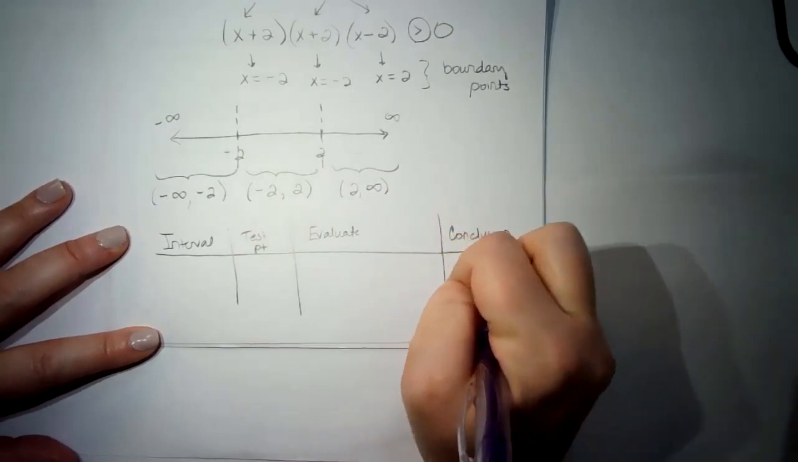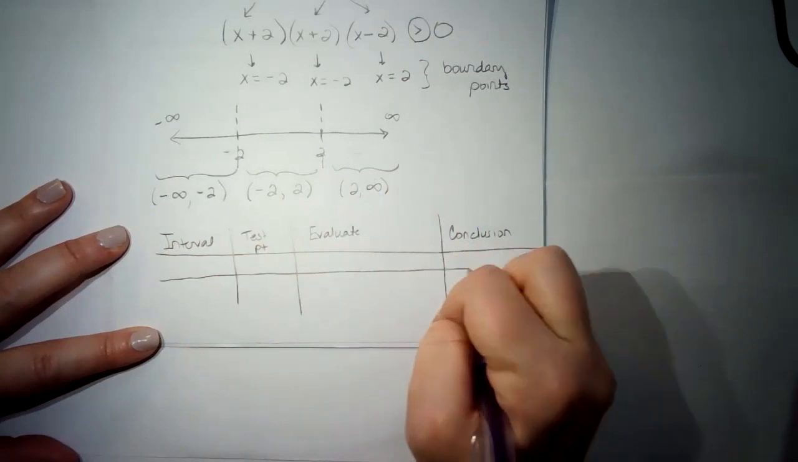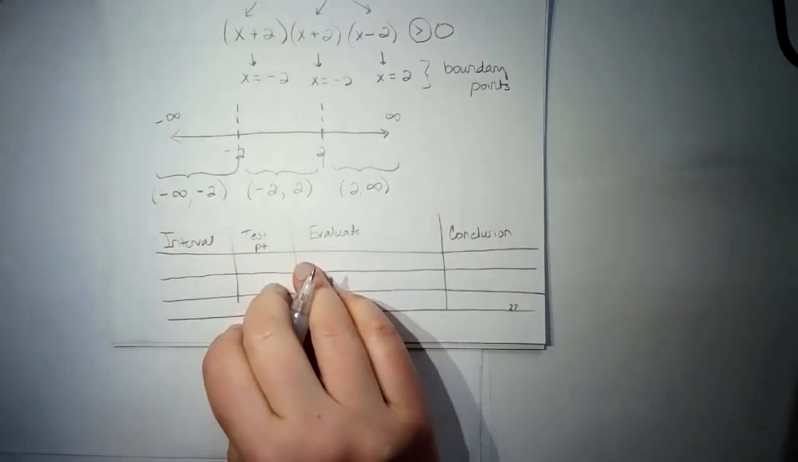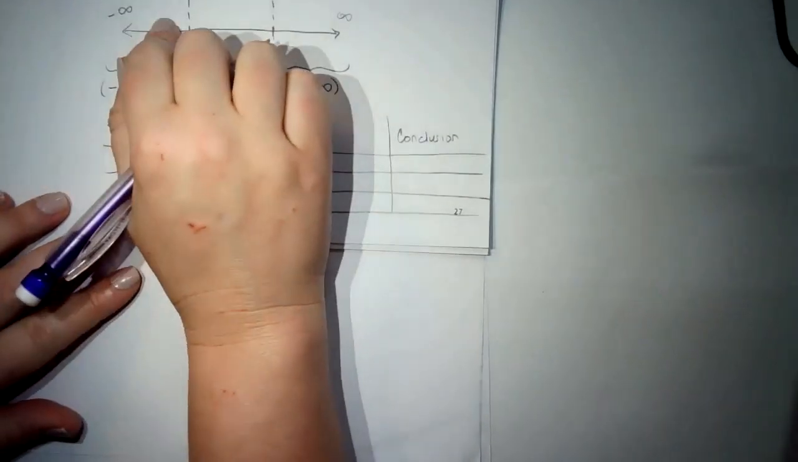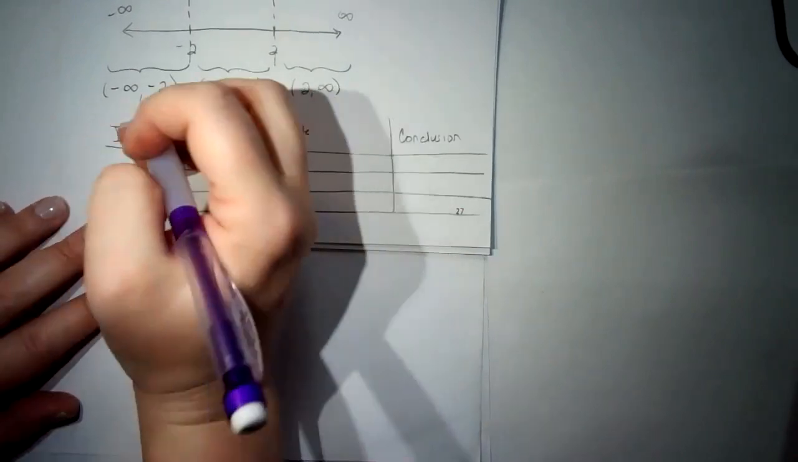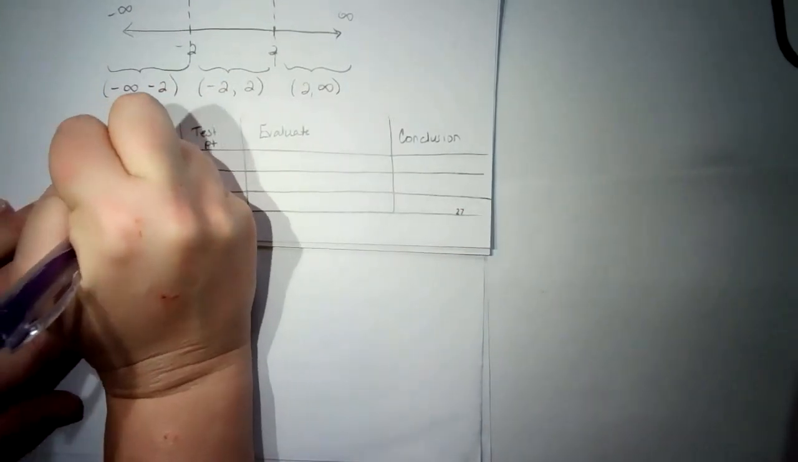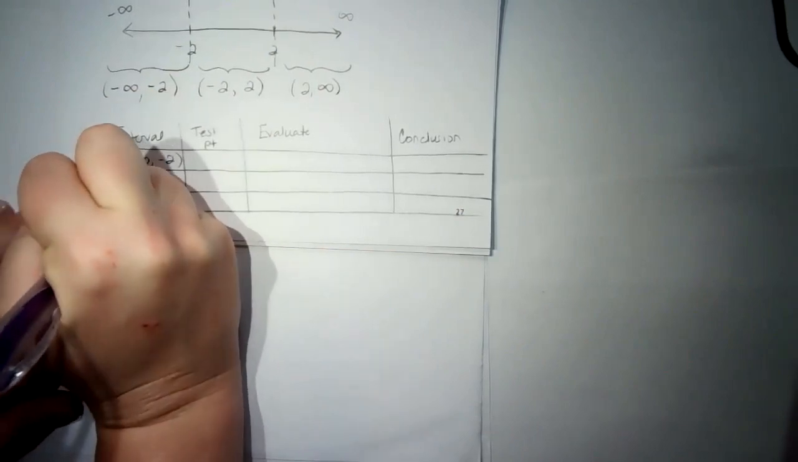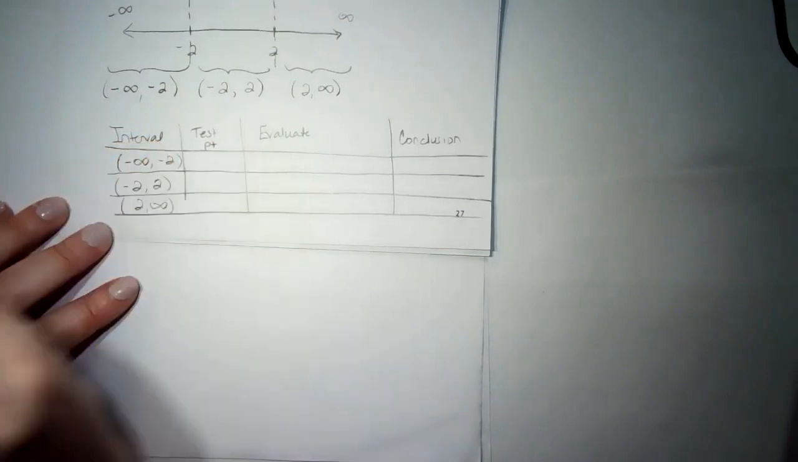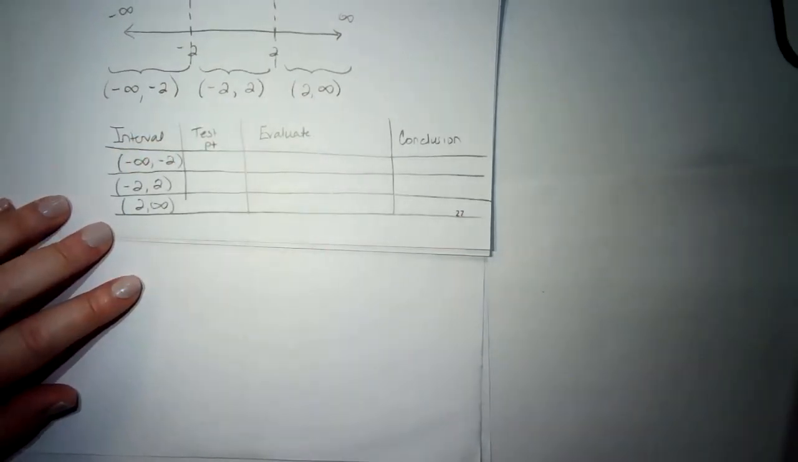Now, you certainly don't have to do this if you feel like Ms. Holcomb has lost her mind and she's just getting a little too excited about math, okay? If you don't want to do this, you can simply pick a point from each one and plug it in if you feel like this is a little much for you to do this part, okay? But what I'm going to do is just take each interval and I'm going to conduct a test on it, okay?